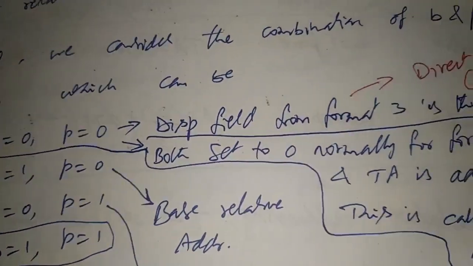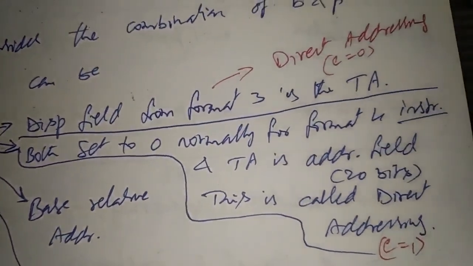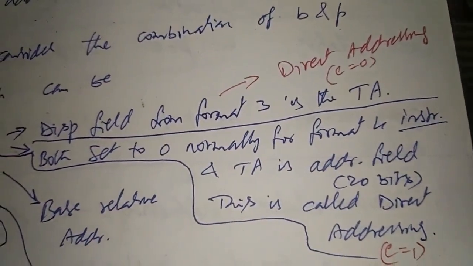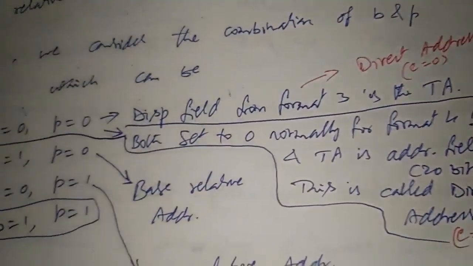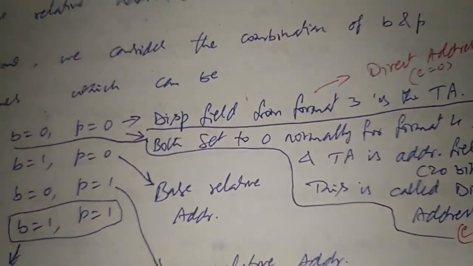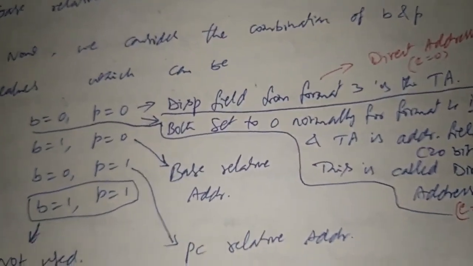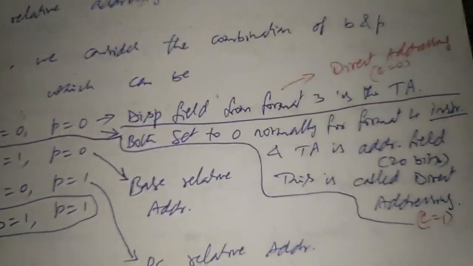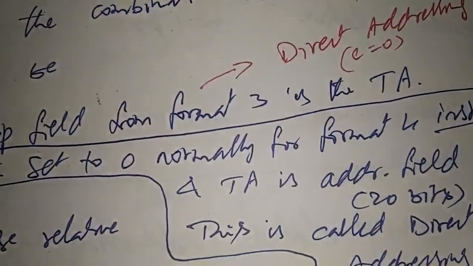Now we consider the combination of B and P values. B is equal to 0, P is equal to 0. That is, the displacement field from format 3 is the target address, which is called direct addressing. In format 3 we have the displacement with 12 bits, and this is called direct addressing, and the flag bit E is set to 0.